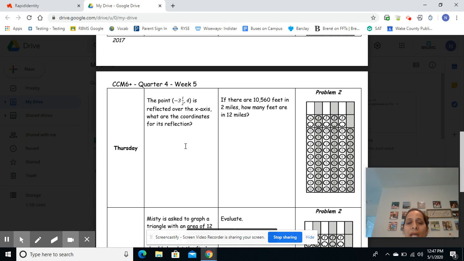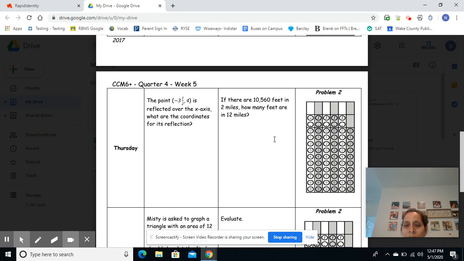Okay. In Thursday's problem, the point -3.5, 4 is reflected over the x-axis. What are the coordinates for its reflection? That means reflected over the x-axis, which is the horizontal line. So you're going to take it across that horizontal line.